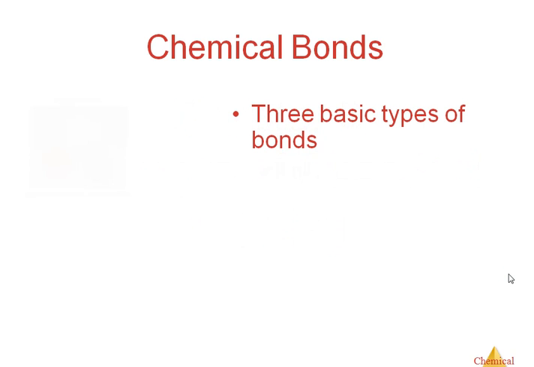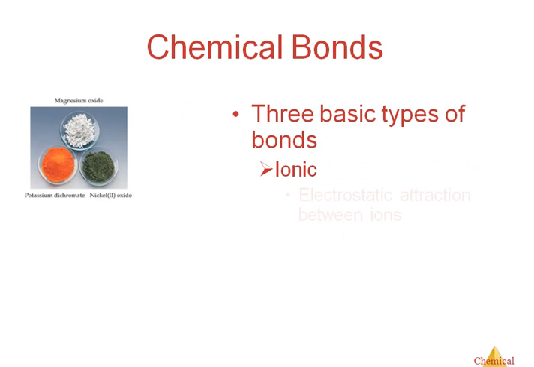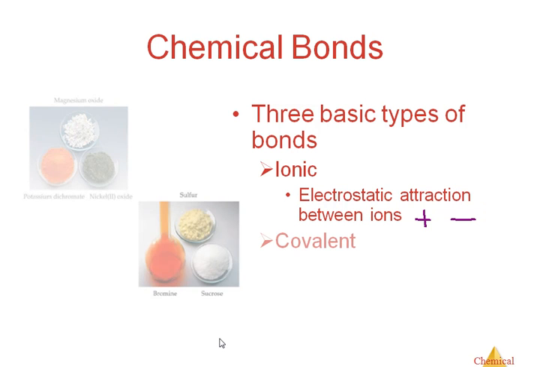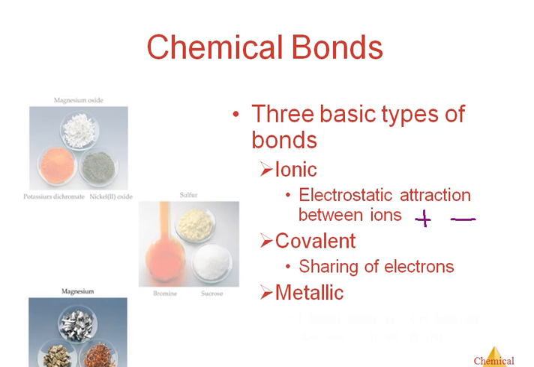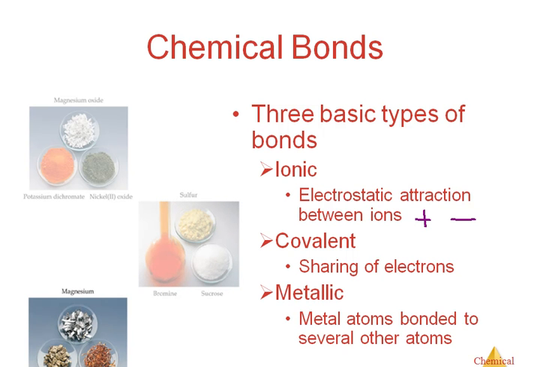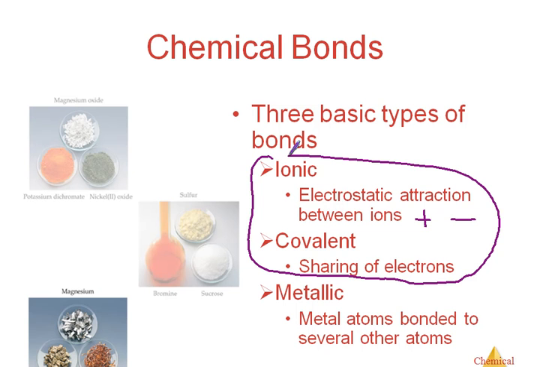Okay, 3 types of chemical bonds. Ionic bonds, which are a positive and negative electrostatic attraction. You guys know that. Covalent bonds, which share their electrons. You also know that. And metallic bonds, where the metal atoms are bonded to several other atoms. What we're going to cover in this is the ionics and the covalents. Okay?